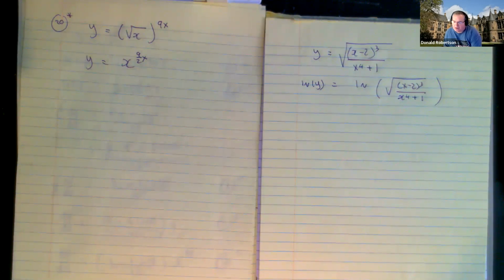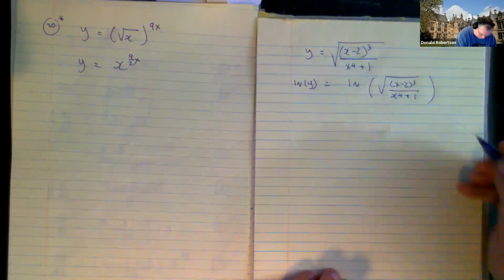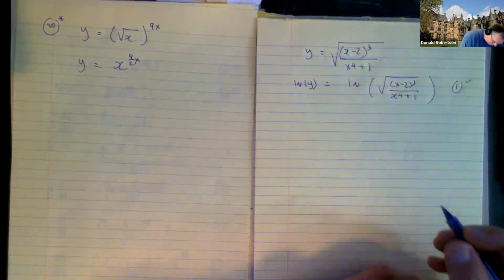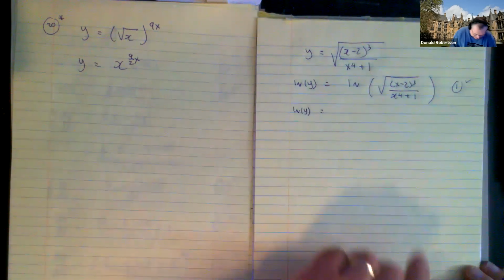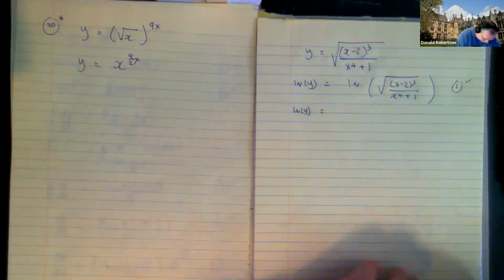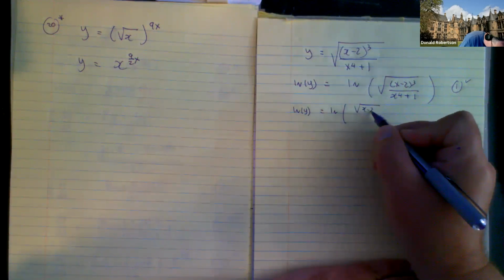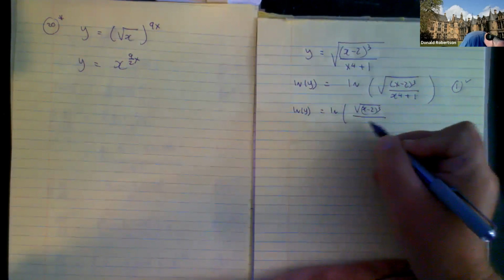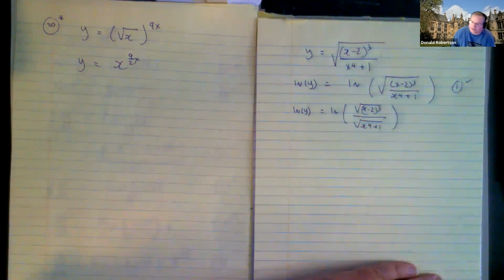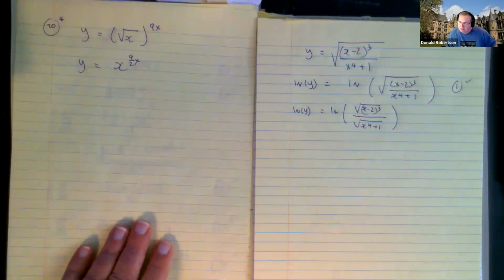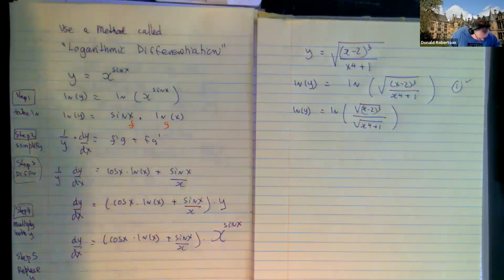So step 1: take the log of both sides. Check. Now we get to simplify. Do you see that's a big ugly square root? Can I split it? It's 2 square roots. Agreed? Okay.